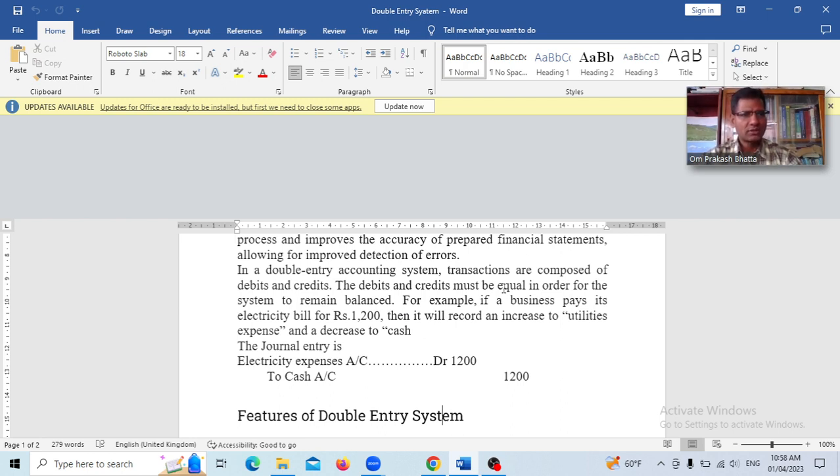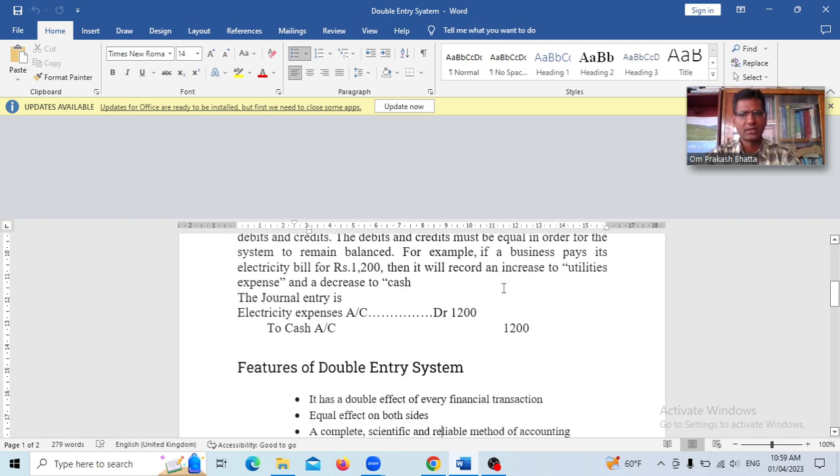And we have three accounts: personal, real, and nominal. In a personal account, debit the receiver and credit the giver. In a real account, what comes in is debit and what goes out is credit. So if we paid anything, cash goes out. So the transaction here is electricity expenses account debit to cash. This is the double entry system because the debit is electricity and the credit is cash. In terms of amount, debit must be equal to credit because 1200 is in debit and 1200 is credit.